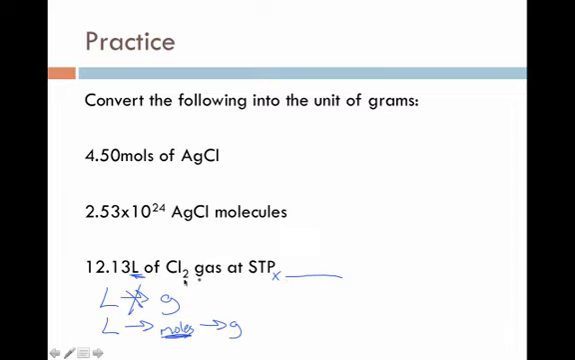The unit we're trying to cancel out now is the unit of liters, which means I have to put liters on the bottom. I can convert liters into moles according to my flowchart by saying that there are 22.4 liters for every 1 mole.